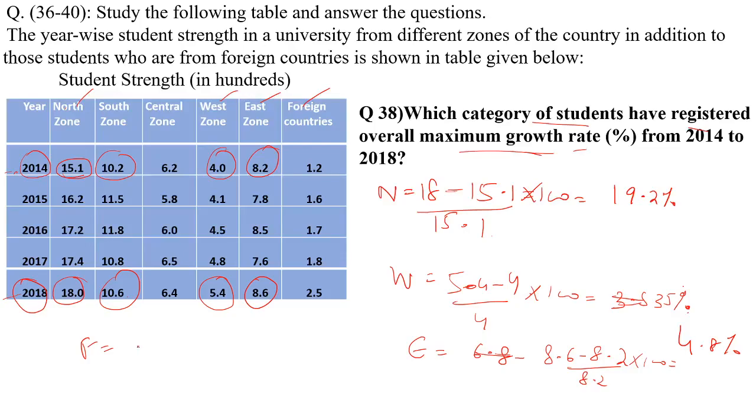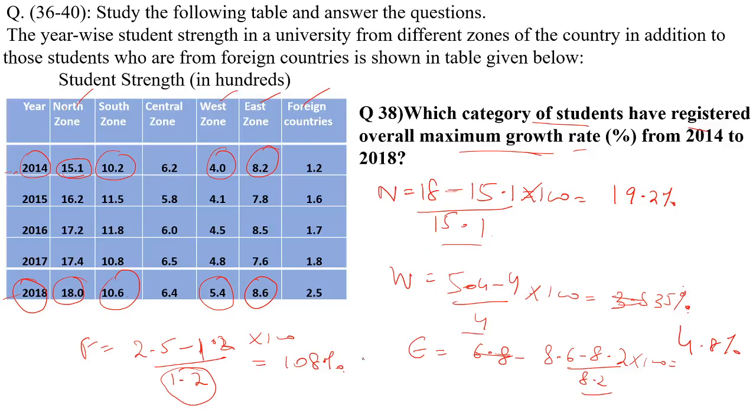Next comes foreign. Foreign will be 2.5 minus 1.2 upon 1.2 into 100. That comes out to be 108%. So you can directly, without taking out the values, solve this question by looking at the denominator. Here the denominator is 1 and even the numerator is very small, it's near to 1. So definitely you can directly look over the denominator first, after that solve the values, right?